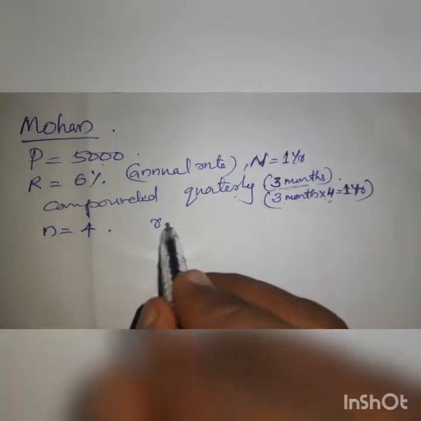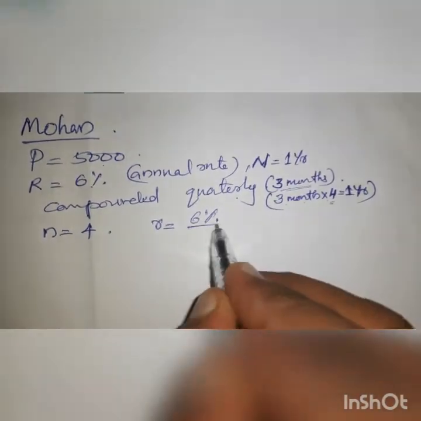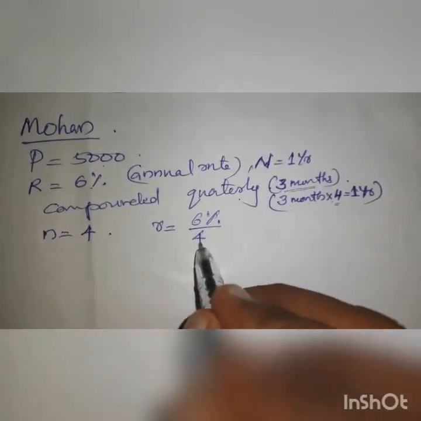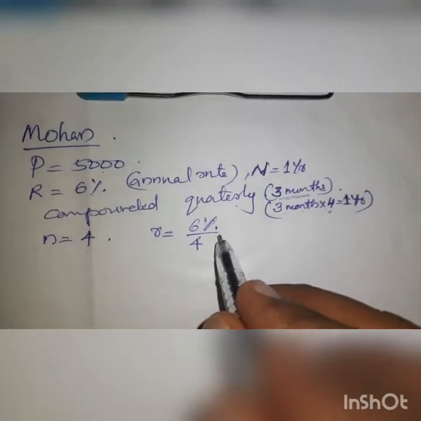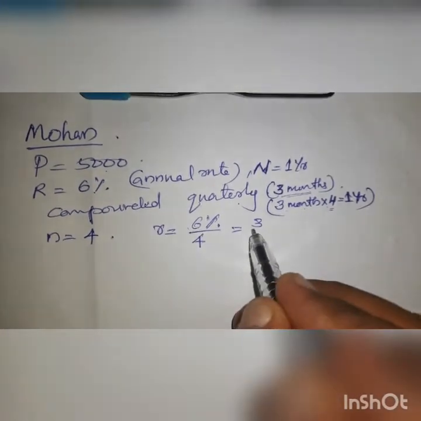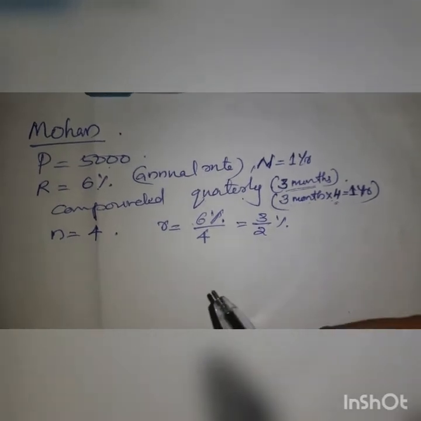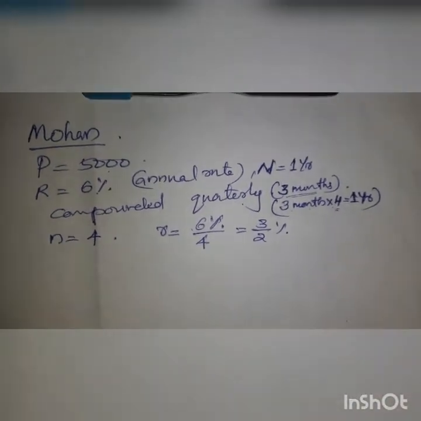Then what about the rate? The annual rate is 6%, but it is calculated 4 times a year, so it should be divided by 4. 6 divided by 4 gives 3 by 2 percent, which we can also write as 1.5.